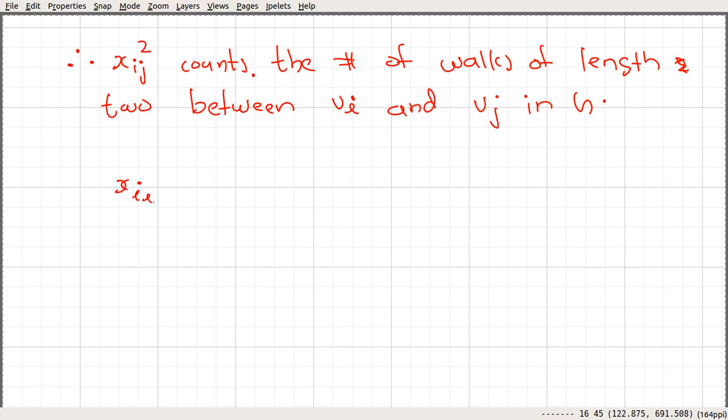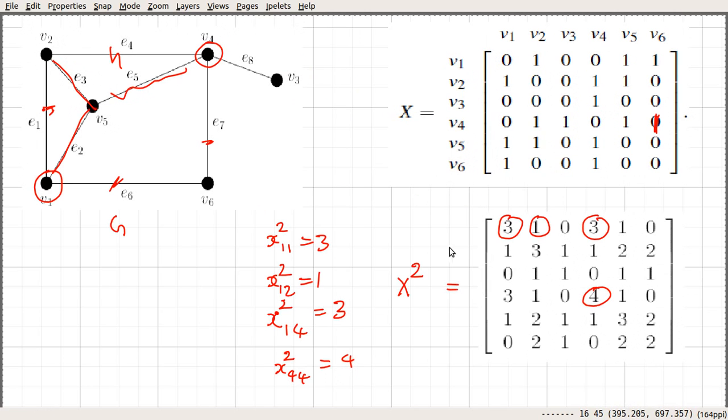Similarly, we can very easily see one more important property here. If you look at the ith diagonal entry in the squared adjacency matrix, it will be exactly equal to the degree of Vi in G. For example, in this matrix, which is the square of this adjacency matrix, x1,1 squared is 3, and that says the degree of V1 is 3. We can very easily verify that. Similarly, x4,4 squared is 4, that says the degree of the fourth vertex is 4.